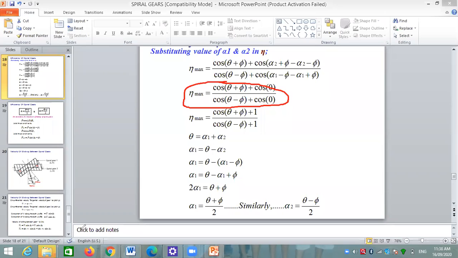Always remember that the efficiency will depend only on the friction angle and shaft angle. So this is the formula for maximum efficiency of the spiral gear. I will share this PPT on Google Classroom, so you can go through it, and if you have any doubt, you can ask me.